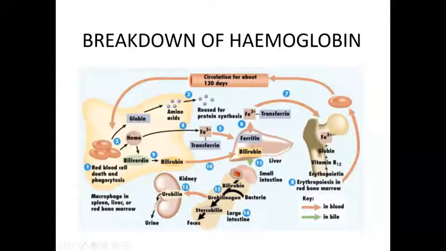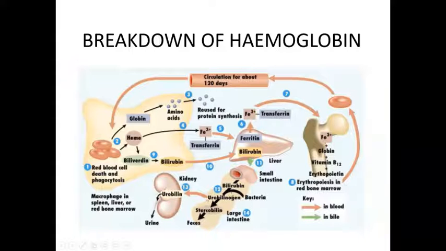Now this bilirubin enters into the intestine. This bilirubin is a yellow pigment, it is yellow in color. In the intestine there are bacterial microflora, and the bacterial microflora oxidize the bilirubin into urobilinogen, and this urobilinogen will be reabsorbed. Not all urobilinogen will be reabsorbed. Some will be excreted from the body through the urine.